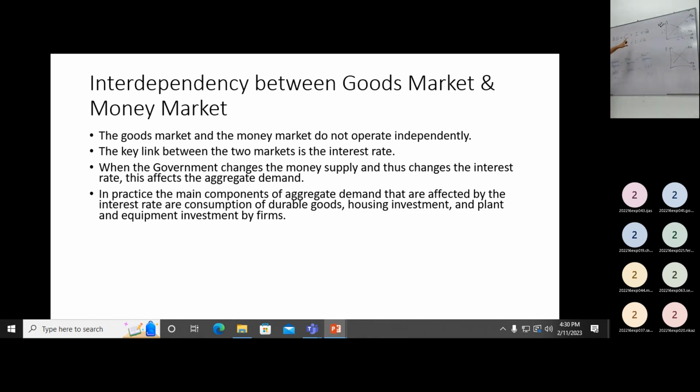Okay, so when the money supply increases, interest rate comes down, and there's so much money in circulation in the economy, so people demand more goods and services. Individuals demand more. Business organizations also invest more. Government also spends more, right?